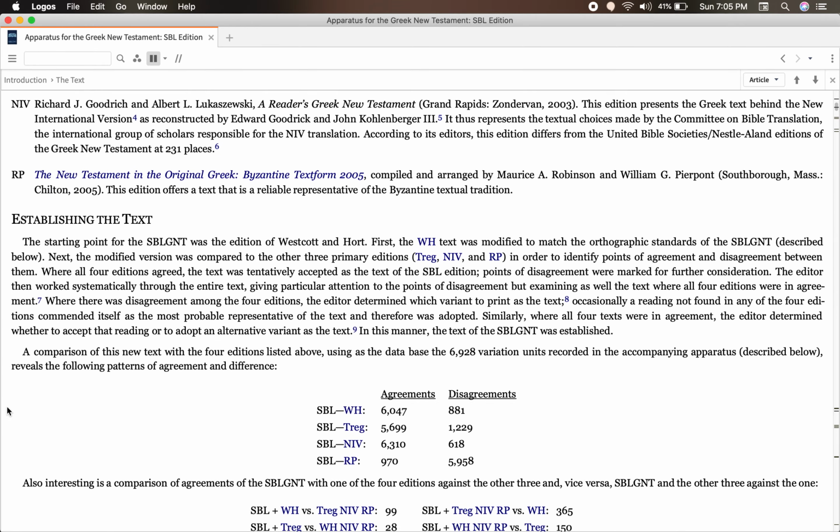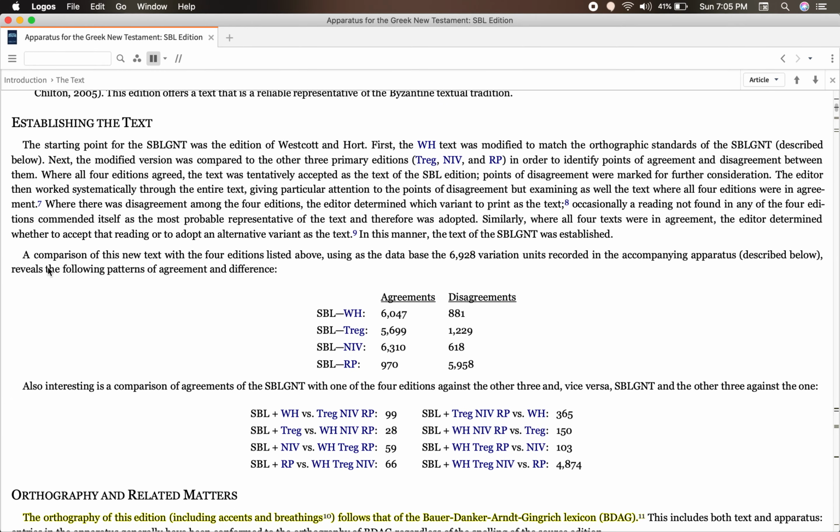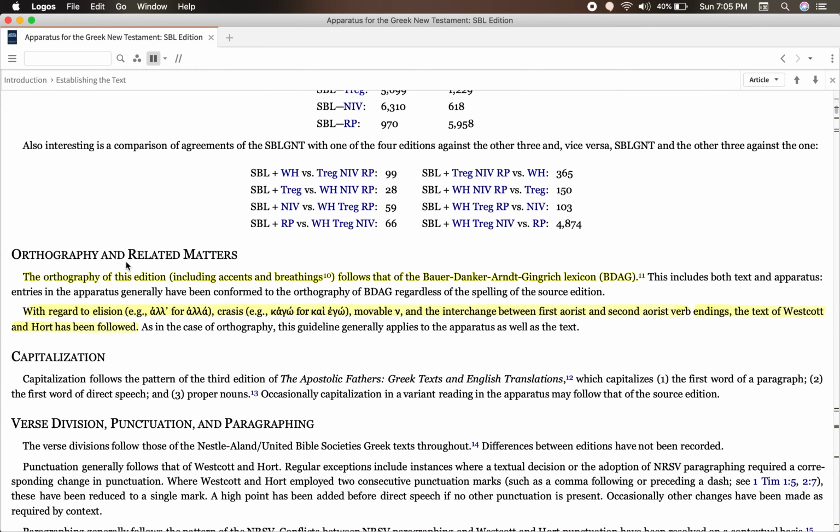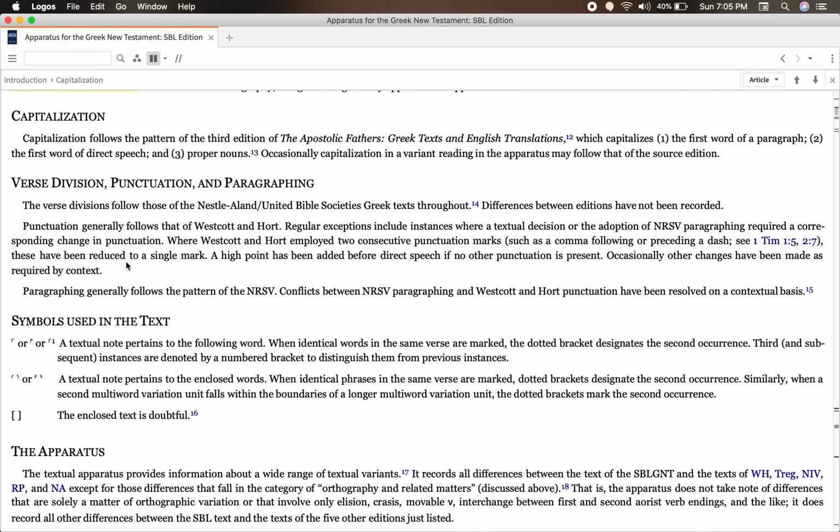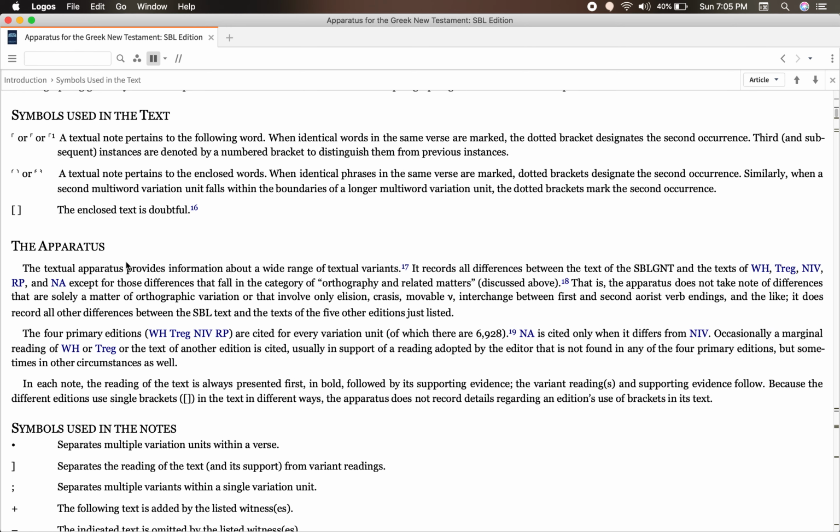And if you keep reading the introduction, you can read down here about establishing the text and the philosophy behind what they did to do that. And then what's really important are the symbols and the abbreviations that are going to be used in the text itself. And you want to take some time to familiarize yourself.